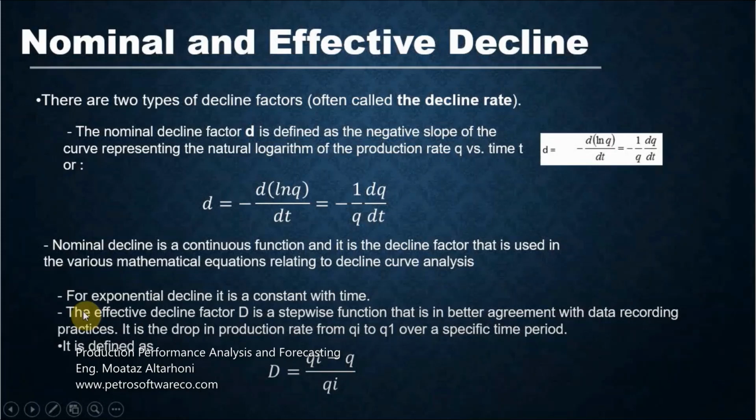The second part is the effective decline, D, a stepwise function that is in better agreement with the data in practice. It's a drop in the production rate from the initial rate to another oil rate over a specific time period. We can define the effective decline rate as equal to the difference between the initial and another point of production, divided by the initial oil rate or initial fluid rate. That will give us an effective value for decline.